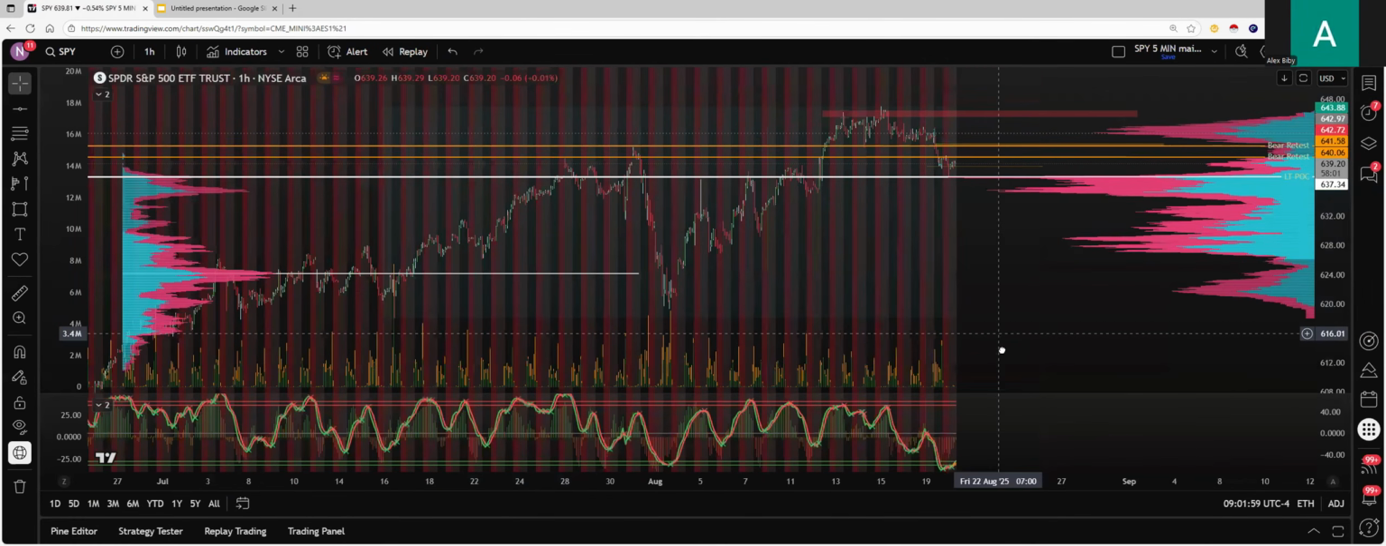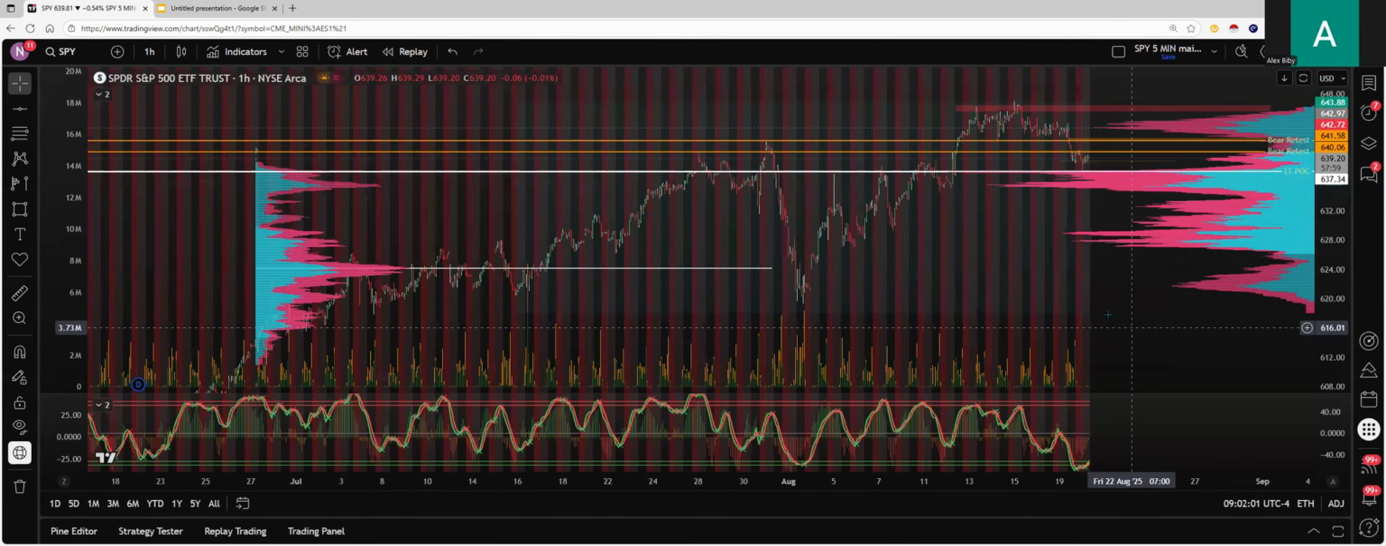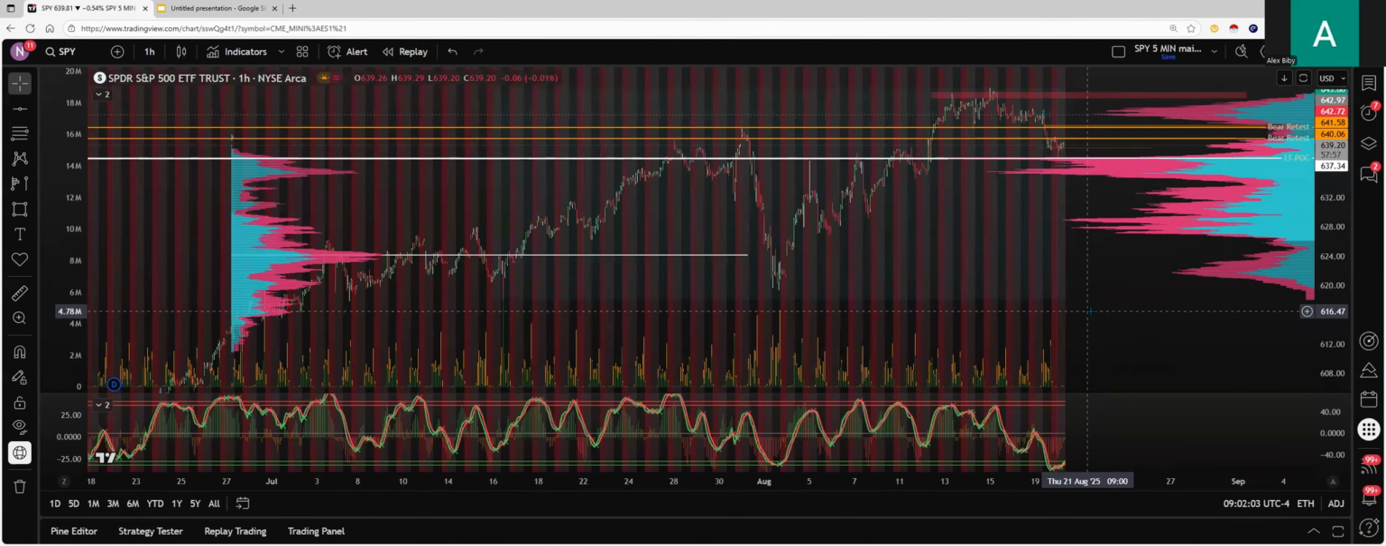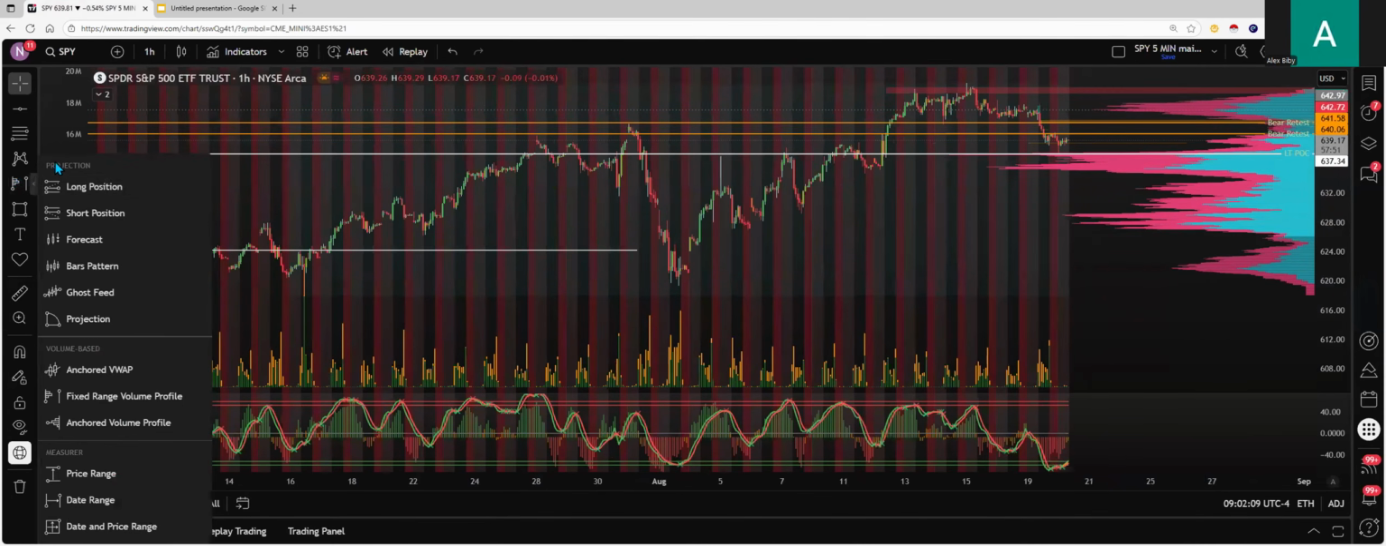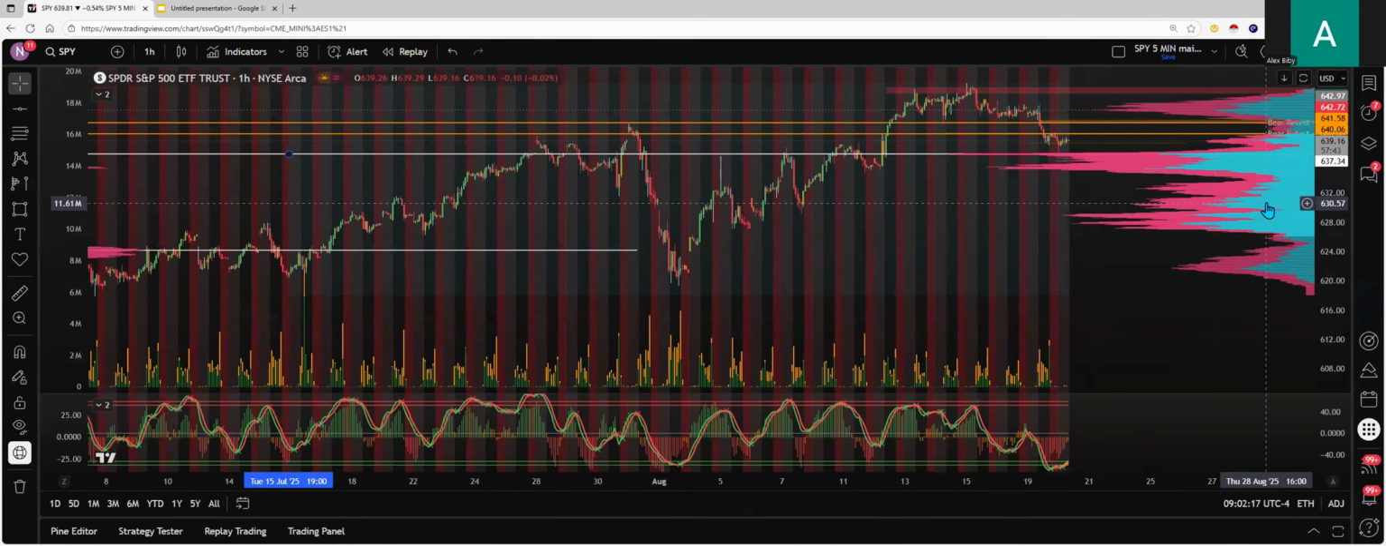So there's a couple tools that I want you to know how to use. I use TradingView, so I'm sure there's many other platforms that have this. But for volume profile, you would go to your projection tools. There's a couple that I use. There's anchored volume profile and fixed range volume profile. Those are the two main ones.